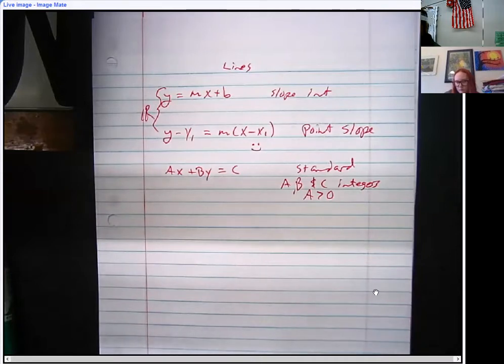Now what's the benefit of that if you're typing? Think about it. Do you guys like typing fractions? So if you type 2x minus 5y, would that be hard to type? Super easy. But if you were typing y equals 2/5 x minus 3/4, would that be hard to type? So engineers, people that apply math with computers, often like standard form because it avoids that.